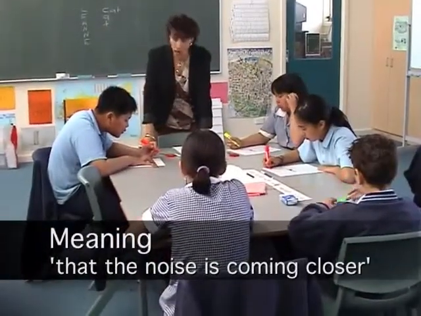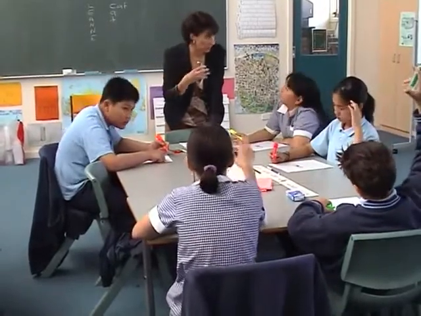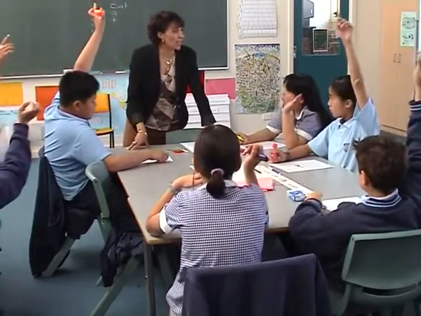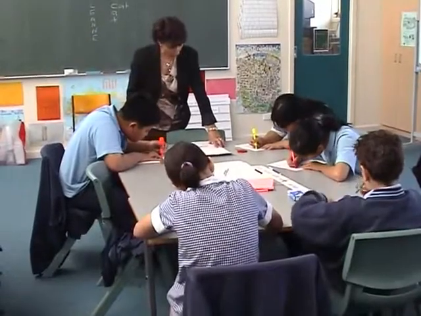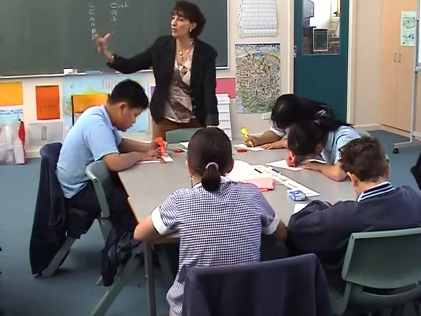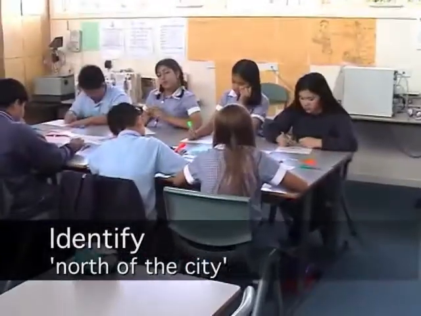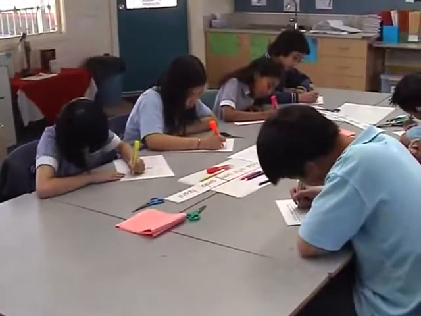And then it goes on to tell us that the noise is coming closer. This noise is getting closer to us. So what's the word that tells us it's actually coming closer? Susan? Approaching. Right, so let's highlight approaching. Now it's approaching, it's getting closer, so it's coming from somewhere. Where is it approaching from, Eric? North of the city. Brilliant, so let's highlight that whole thing, north of the city.